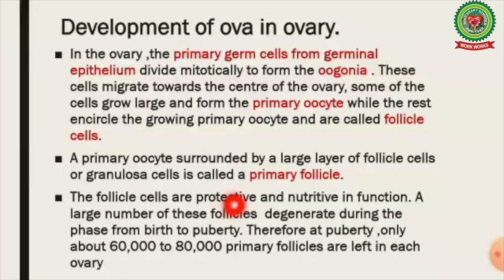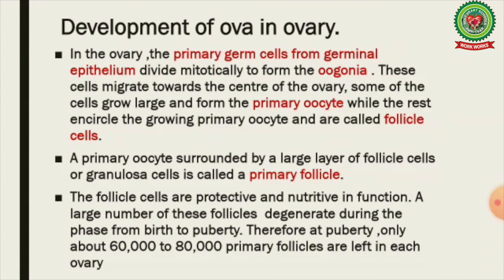A large number of these follicles degenerate during the phase from birth to puberty. Therefore, at puberty, only about 60,000 to 80,000 primary follicles are left in each ovary. As we have discussed, the process of oogenesis begins in the ovaries of a female fetus before birth. A female child is born with as many as 2 million primary follicles containing primary oocytes. Most of these degenerate during childhood, and by puberty, only about 4 lakh are left in both the ovaries.